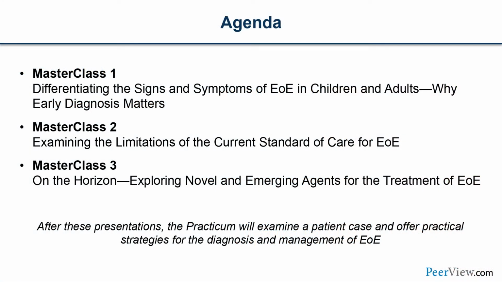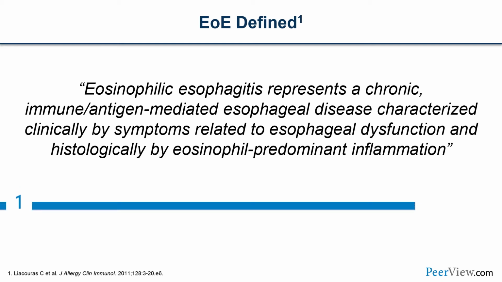So tonight for the agenda, we have 3 sections for the talks. The first part, which I'll go through, is differentiating signs and symptoms of EoE in children and adults, and talking about why early diagnosis matters. Dr. Assa'ad will go through the second part, examining the limitations of the current standards of care for treatment of EoE. And then Dr. Peterson will talk about the third part, on the horizon, exploring novel and emerging agents for the treatment of EoE. Then, like I said, we're going to go through a case or two after that, hopefully provide some practical tips and do the Q&A. So we'll start with the first part.